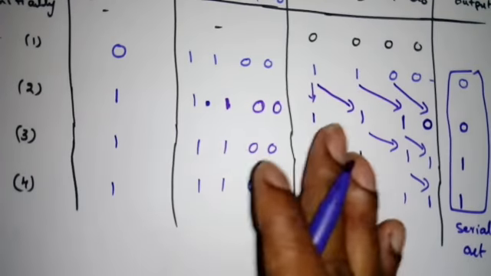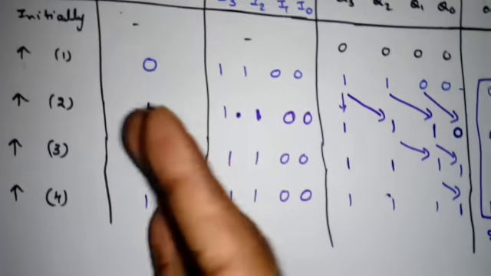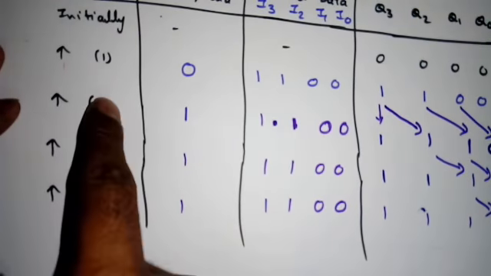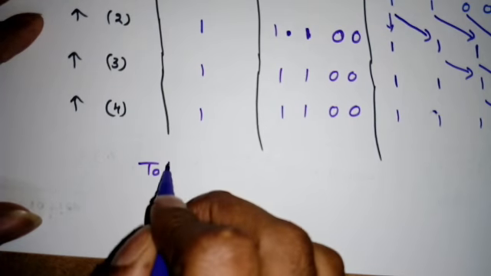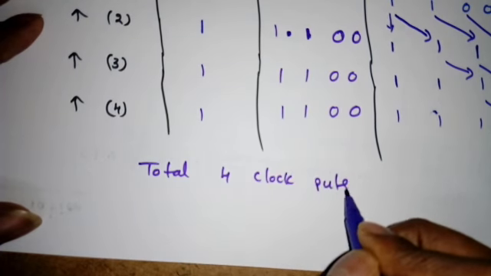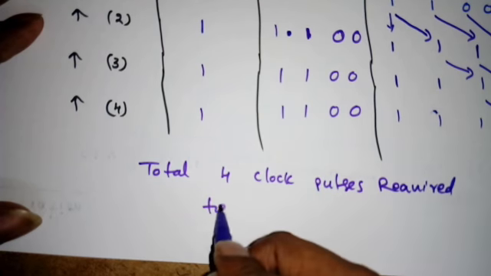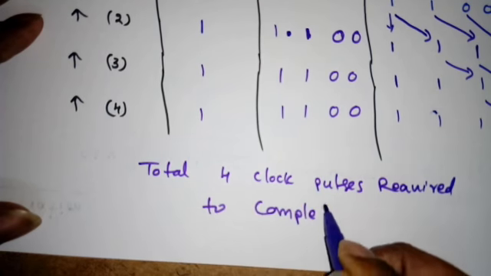See how many clock pulses are required to perform the total operation. For loading I require 1 clock, and for shifting I require 3 clocks. So in total, 4 clock pulses are required to complete the operation.